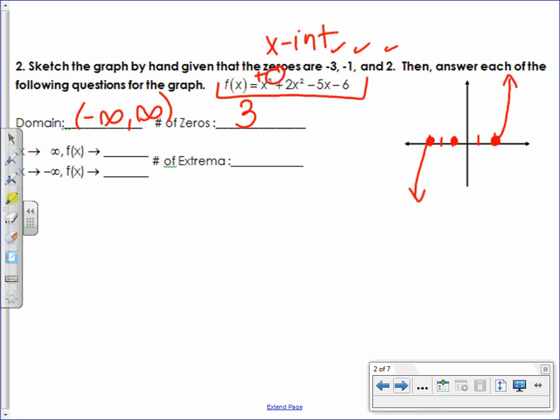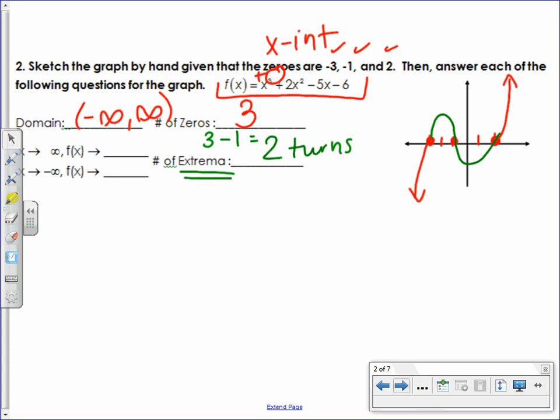Now, if I know that my degree is 3, remember, if I need to know my number of extrema, all I do is I take my degree, which is 3, subtract 1, and that means that I'm going to have 2, which is the number of extrema. So that means my graph is going to change direction 2 times. So if I'm going to go up here, let's say it turns around, there's 1 turn, and there's the other turn. Now yours may not look exactly like that, but as long as you have about the right shape and it's going through those zeros, then you're fine.